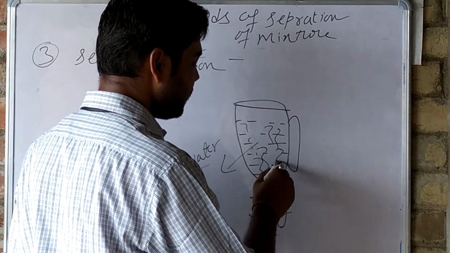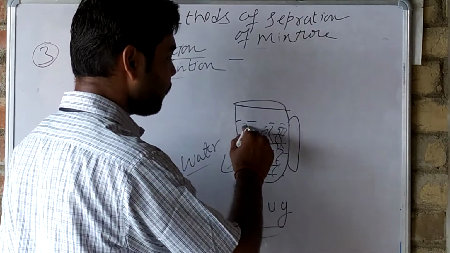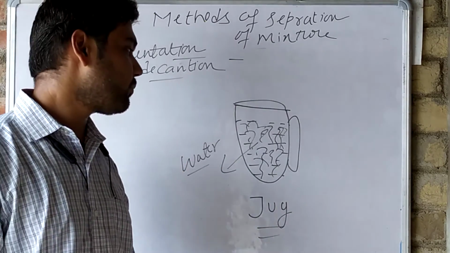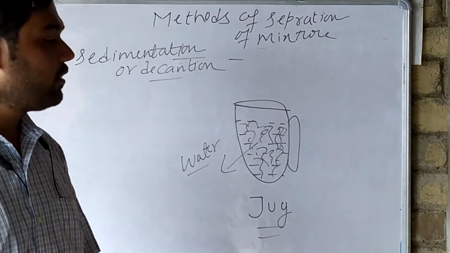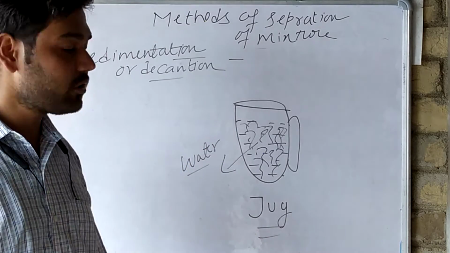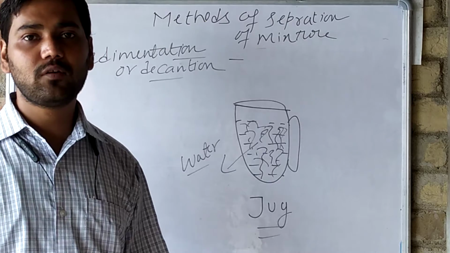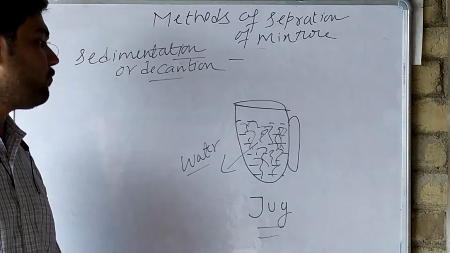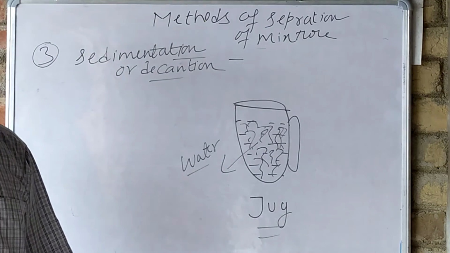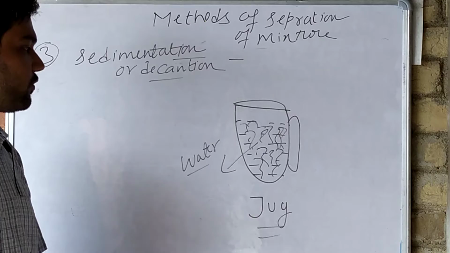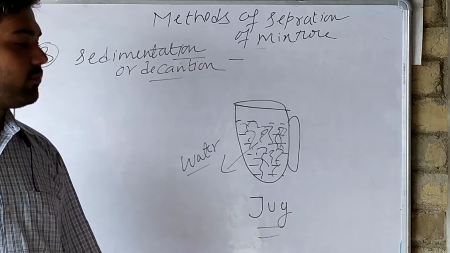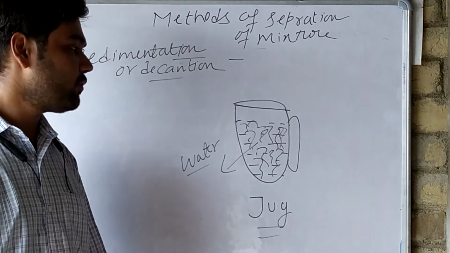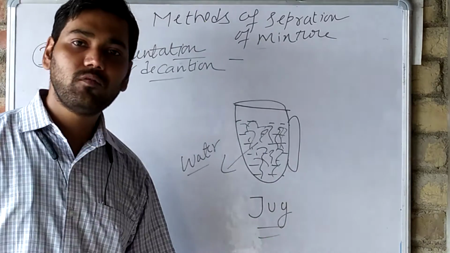It will mix with the molecules, the particles of water. So what happens when we place that sand in the jug containing water? The molecules of water will start mixing with the sand particles. But if we keep it undisturbed for 10 minutes, meaning we do not disturb it, what will we observe? We will observe that sand particles will settle down.